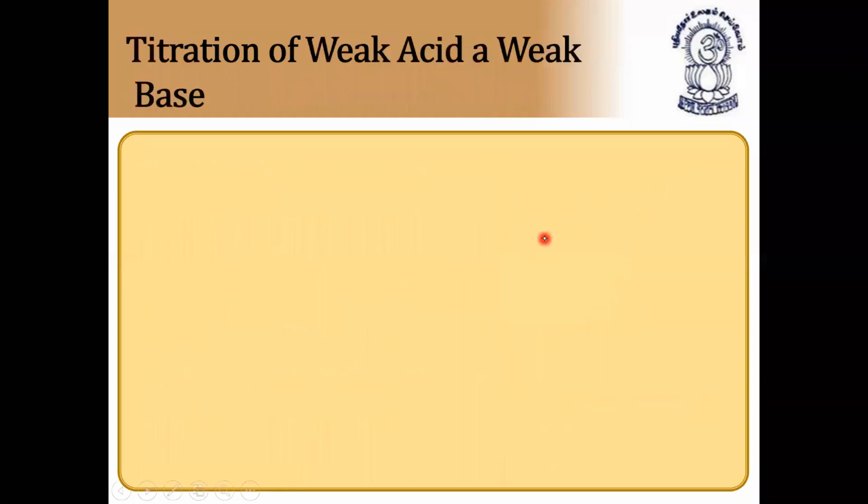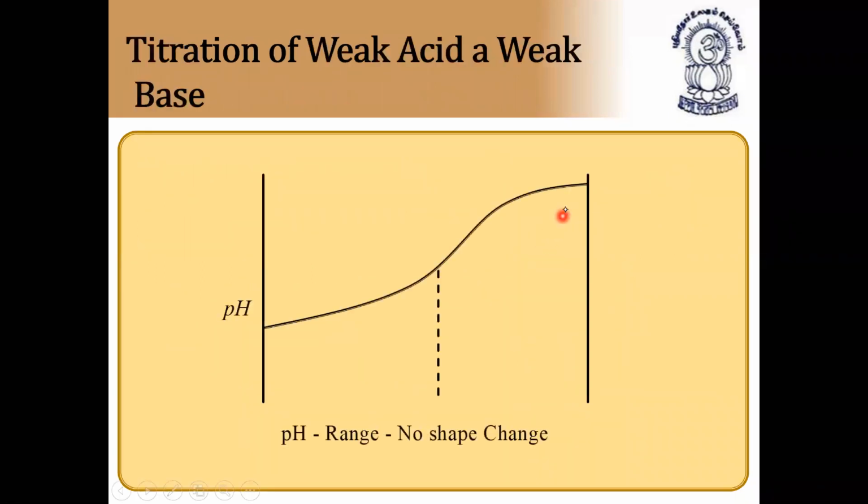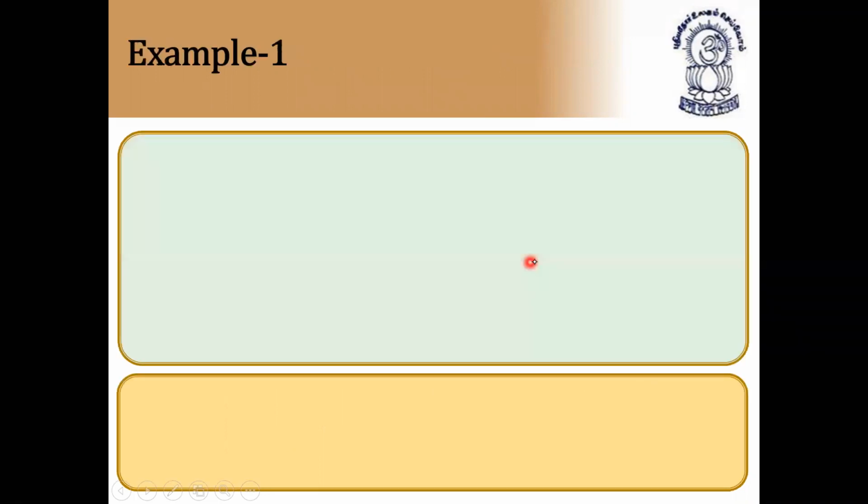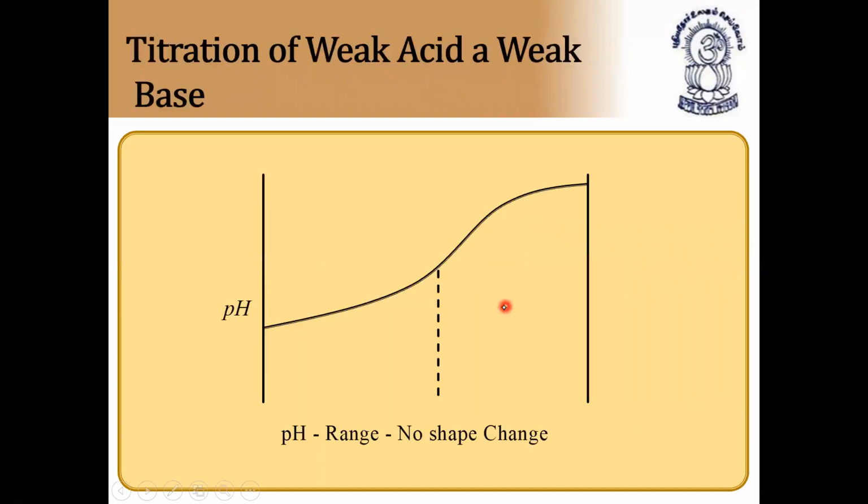Next continuation. Weak acid and weak base. In this titration there is no pH range and no sharp shape change. So that's why no indicator is used for weak acid and weak base titration.